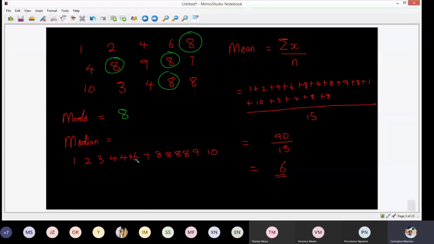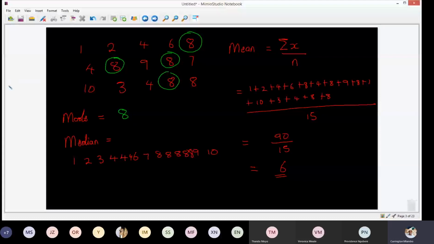Then which other number as well? 4. Then we have 6. 1, 6. Then 7. We have 1. Then 8. 1, 2, 3, 4, 5. We have 5 80s. Right. Then it's enough. Then we have 15.